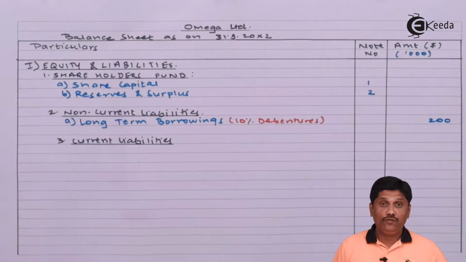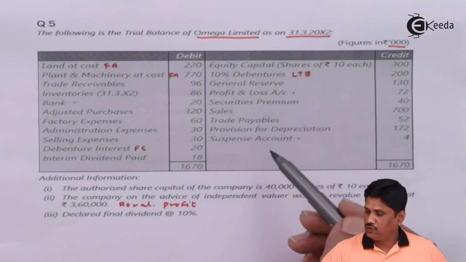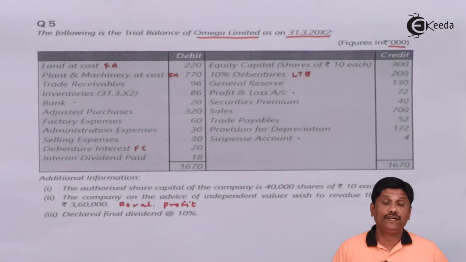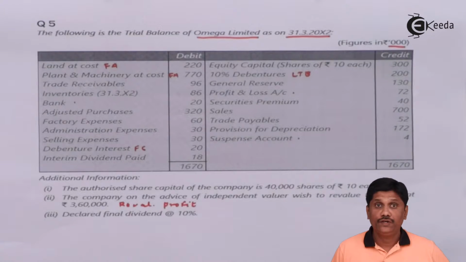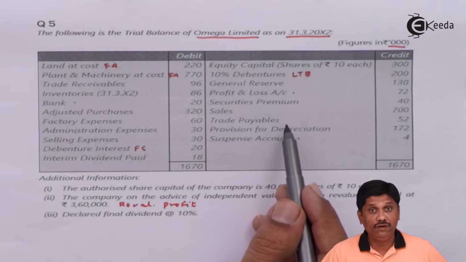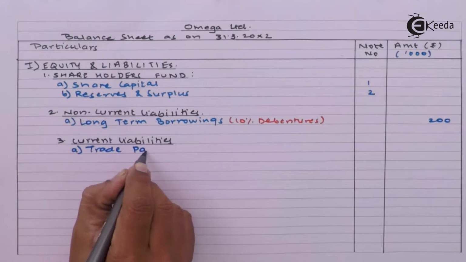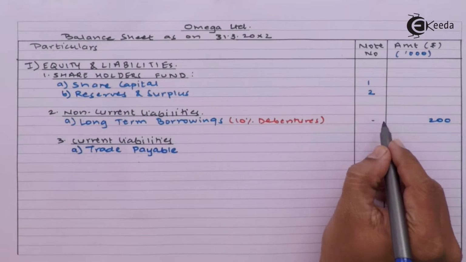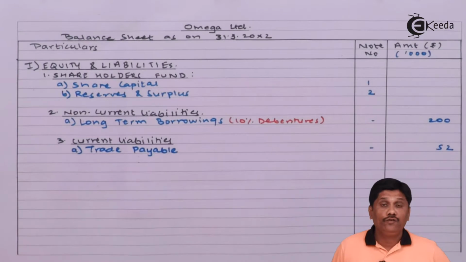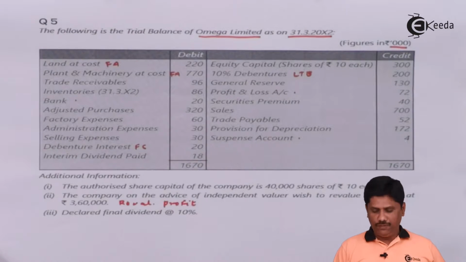Under current liabilities, what we need to write is short-term borrowing. Let's check whether we are having a short-term borrowing. Friends, you can notice there are no short-term borrowing. Then after that, we write trade payable. Trade payable means creditors. They have given you the trade payable ready-made figure, so I will copy down directly. $52.